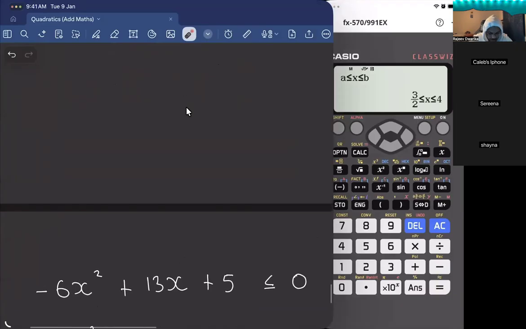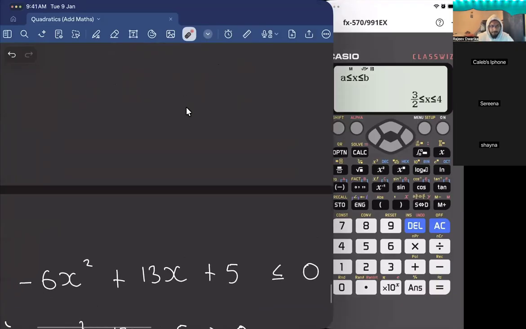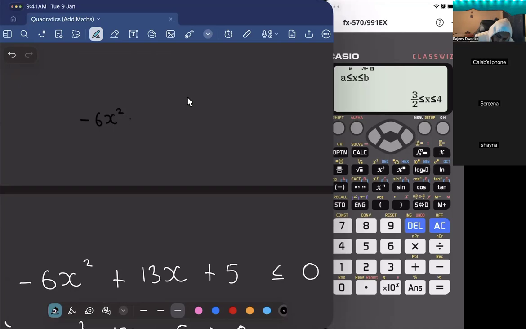Okay, I want to give you all this question. Try to do this question for me. Let me just write it down. Minus 6x squared plus 13x.